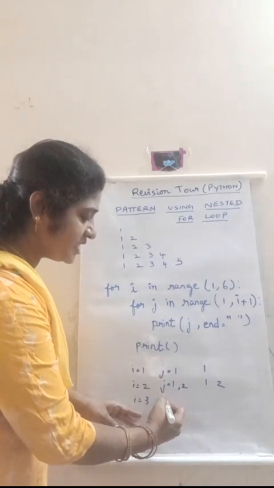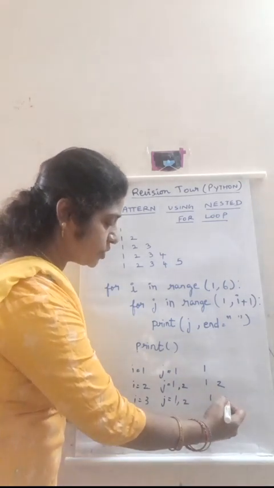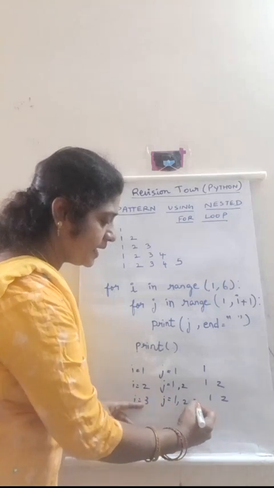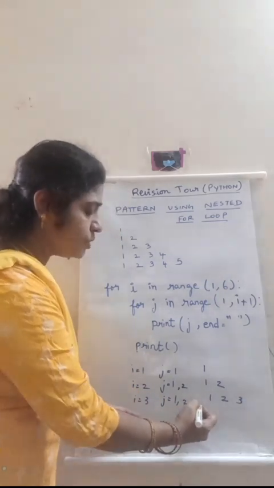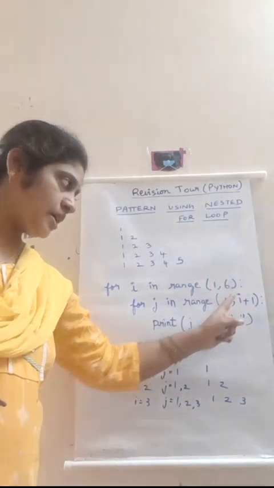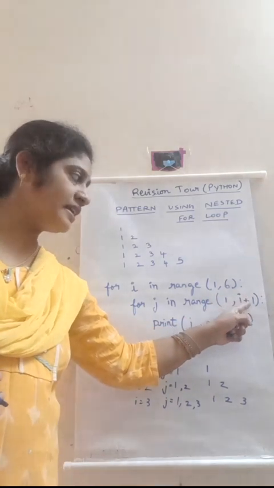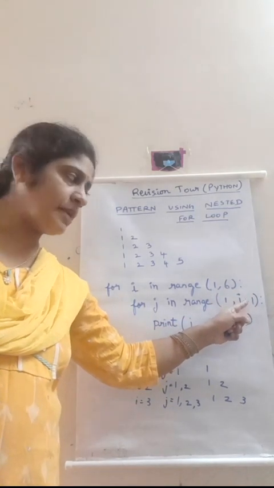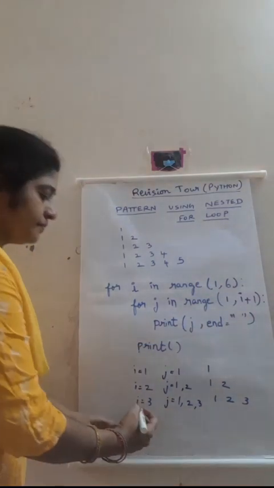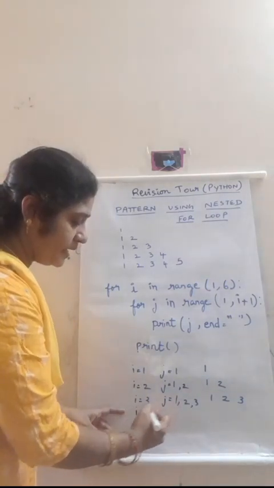So when j is equal to 1, it will display 1. When j value is 2, it will display 2. And when j value is 3, it will display 3. When j value is 4, it will stop at 3 only. That is when i value is 3, 3 plus 1, 4. Even if you specify 4, it will stop at 4 minus 1, 3. So the 3 values 1, 2, 3 will be printed.